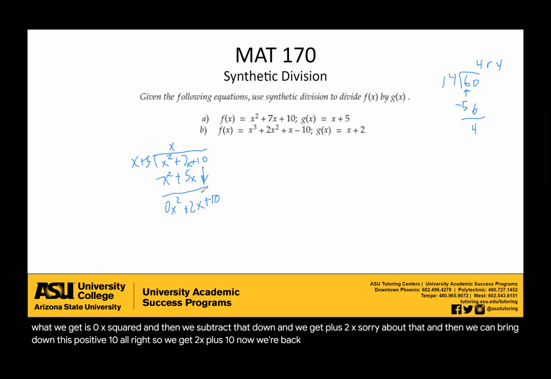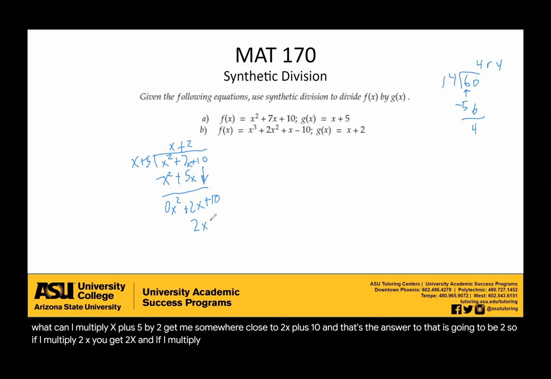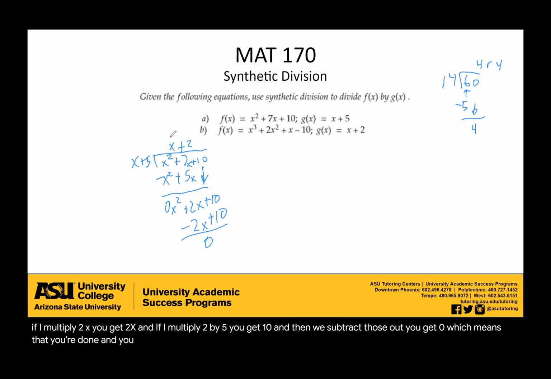Now we're back in our original spot. We need to think about what I can multiply x plus 5 by to get somewhere close to 2x plus 10. The answer to that is going to be 2. If I multiply 2 by x, you get 2x, and if I multiply 2 by 5, you get 10. When you subtract those out, you get 0, which means you're done. You don't have a remainder because you're left with 0 at the bottom. And you know that x plus 2 is your final answer.